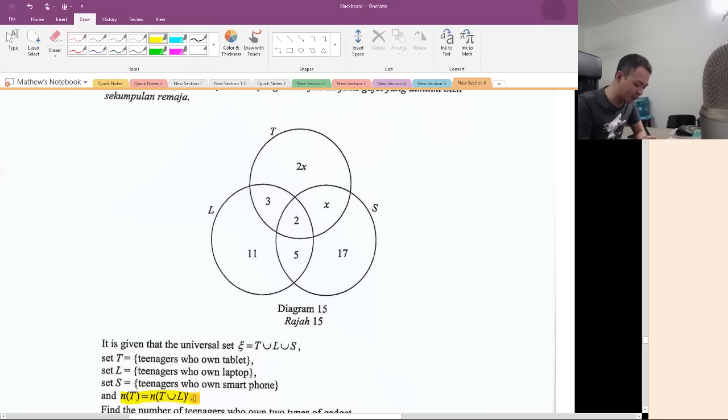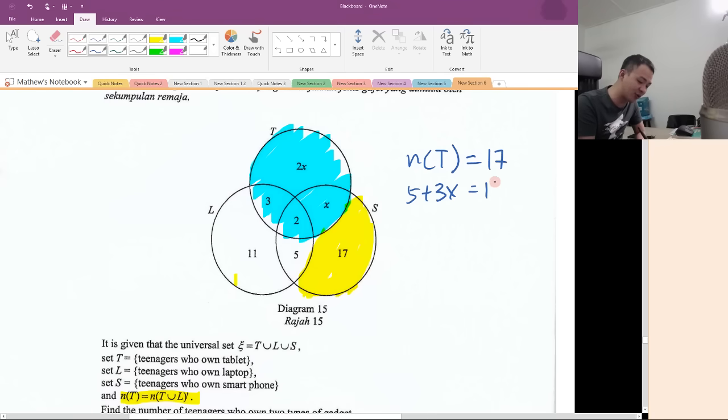So where is the T union L complement first? T union L will be the whole thing, right? T union L complement means here. So the whole thing over here, you only have 17, right? So that means the number of T is 17. Number of T means I will plus the whole T here, so 2 plus 3 is 5. 5 plus 3x equals 17. Then I can get my x value easily. 3x equals 12, x equals 4.